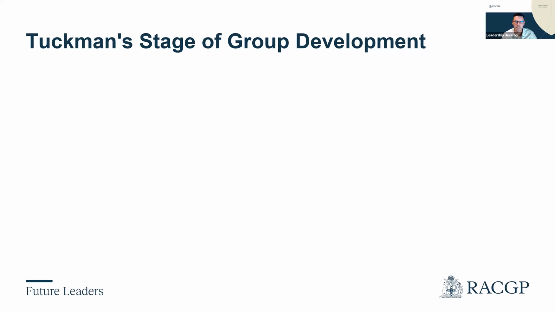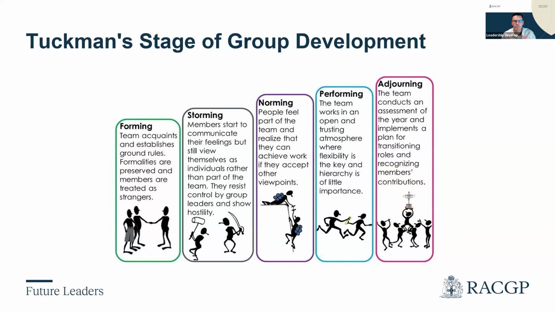And then anyone know what the last stage is? Has it popped up in the chat? Adjourning. Yes, thank you, Wayne. Adjourning, or the mourning stage, where we're in mourning because it's the disbanding of the team. Project's over, the task is done, the reason for the team being brought together is gone, and we're all going our separate ways. So hopefully we're celebrating our accomplishments, doing a bit of reflection, writing down lessons learned. There might be a few tears, but we're all transitioning on to new roles or new teams. So this is a natural progression of a team.